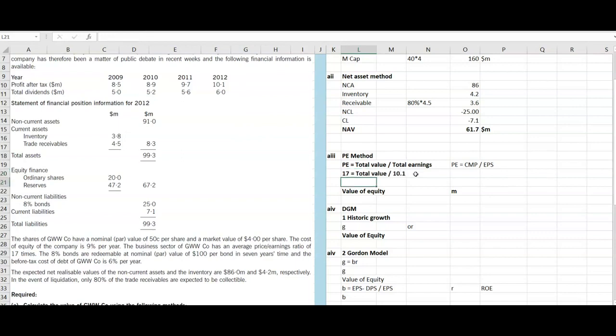So that's about the formula. Now we'll try to find out the total value. So the total value will be 17 into 10.1. When we work this out, the value would come to 171.7. This would be in terms of millions. So that's about the PE method. We'll move on to the next method.